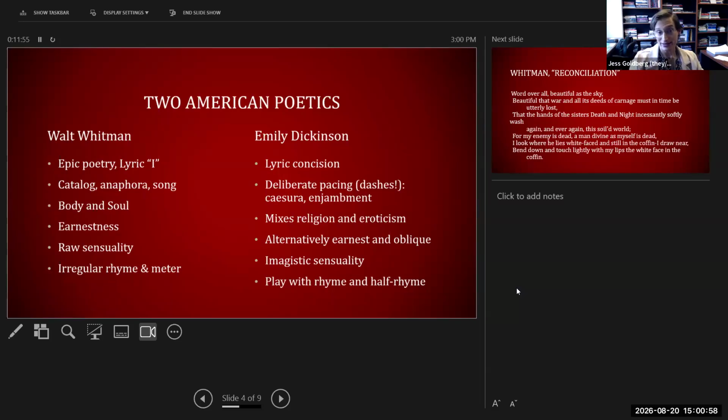A signature Dickinson thing is that she uses very deliberate pacing. Not that Whitman doesn't use deliberate pacing, but Whitman can sometimes get a little winded or a little big, and it seems like he's just kind of going. His pacing isn't as important, whereas Dickinson is so deliberate in where she starts and stops ideas and rhythms.